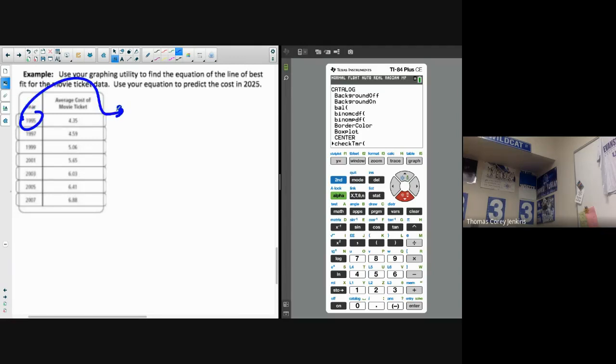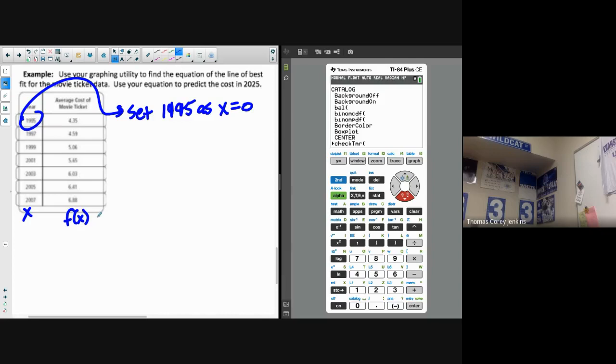I say we. I know you guys don't have these in front of you, but we're going to set 1995 as year 0. Okay, so my input variables are my years, and my output variables are my average cost per movie ticket. Okay. And I know you guys can't see it. If you pull it up on your computer, you might be able to see the numbers a little bit better.